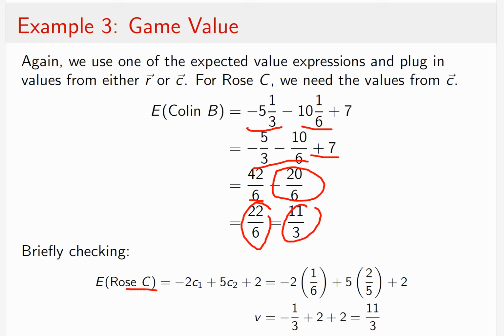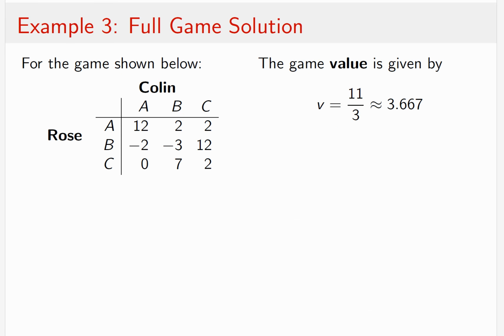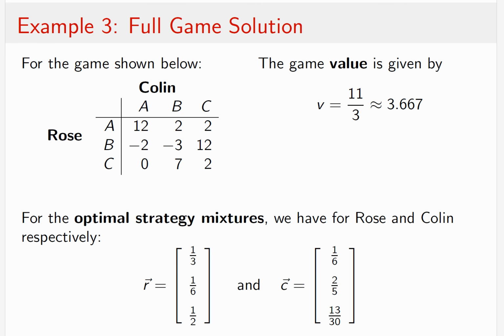It also checks out if we do Rose's value, we get 11/3. So again, double checking to make sure that we get the proper game value. And then to summarize, right, the game value according to Rose, from Rose's perspective, is 11/3 or 3.67. And the optimal strategy mixtures are the ones we found.